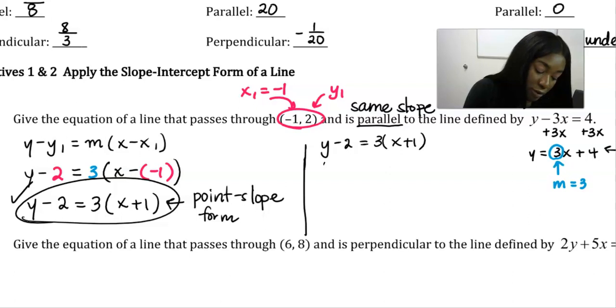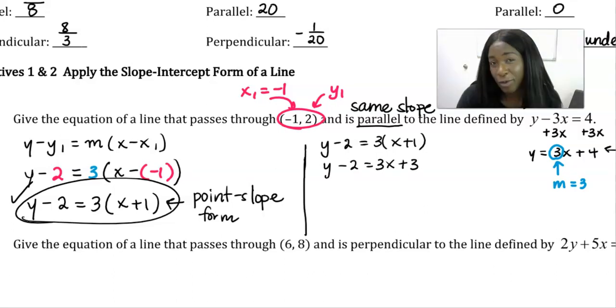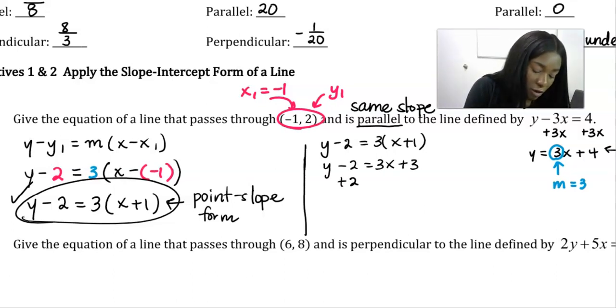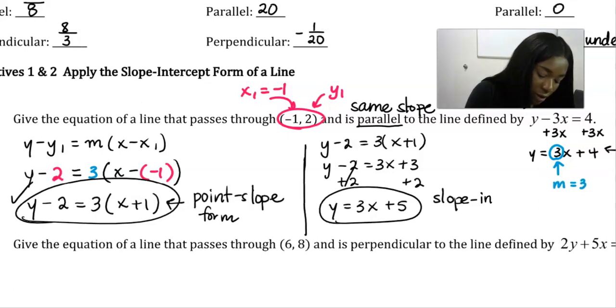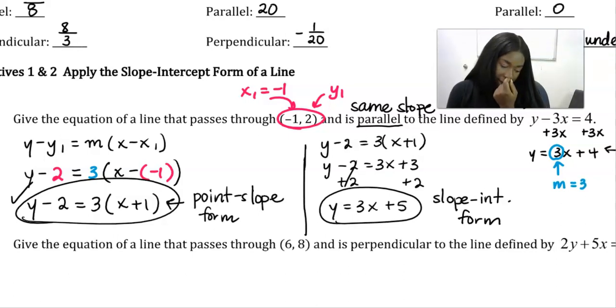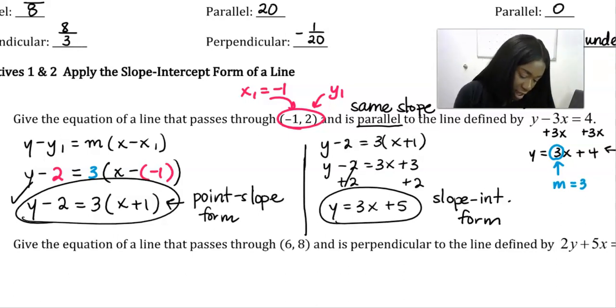I'm going to distribute the 3 on the right side of the equation to get 3x plus 3. And then to get all the way to slope-intercept form, I would need to solve for y. So I'm going to add 2 to both sides to get that y is equal to 3x plus 5. And this would be the equation of the line in slope-intercept form. Okay.